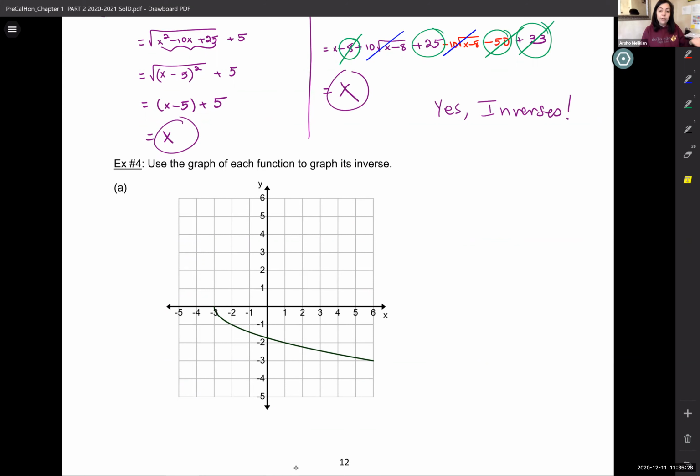All right, last but not least, you need to be able to graph an inverse using the graph of the function. Okay, and this is very straightforward. What you do is you pick coordinate points and then you have to flip them. So what are some points here? I got -3, 0. I have 1, -2. What's another one I have? 6, -3. For the inverse, you switch them.